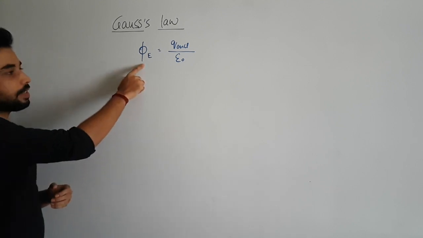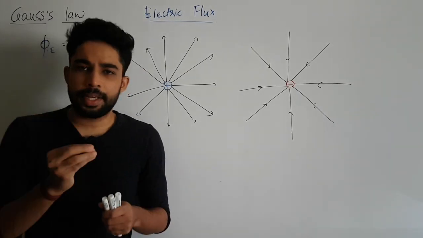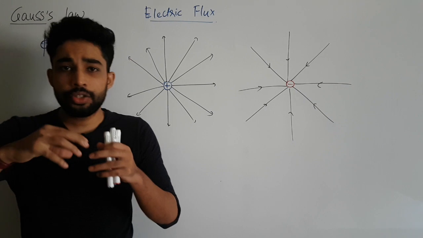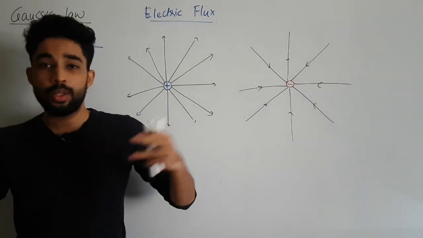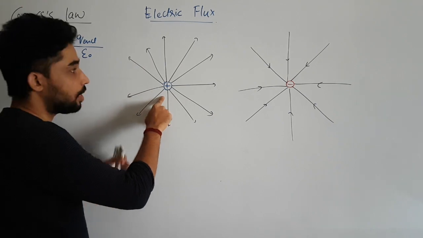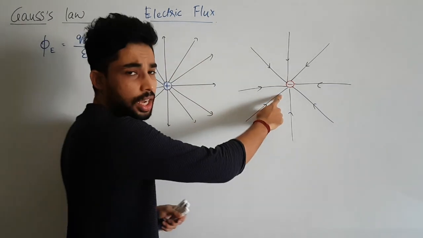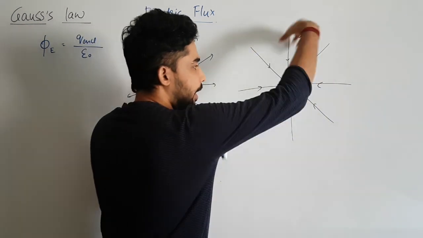So starting with this term, electric flux. Let's just consider a positive charge in space. As you all know, it is going to put out electric field in all the directions. That is, the electric field lines from a positive charge will be radially outwards. In the same way, if it is a negative charge, the field lines will be radially inwards.